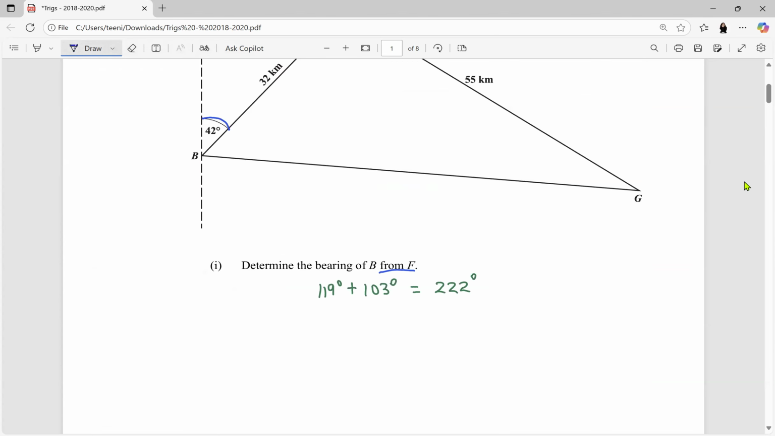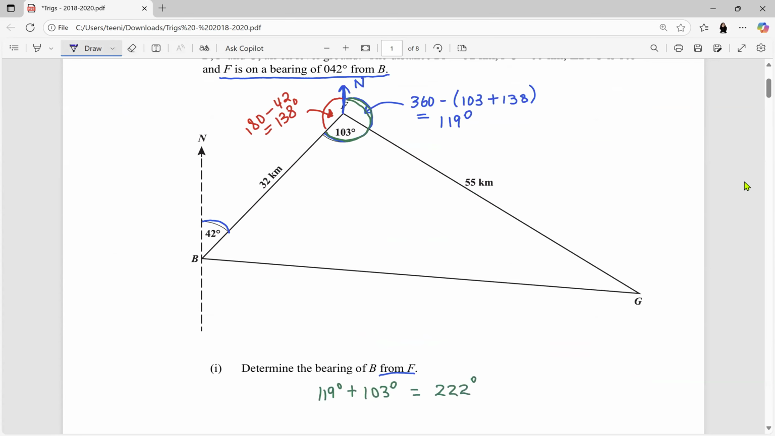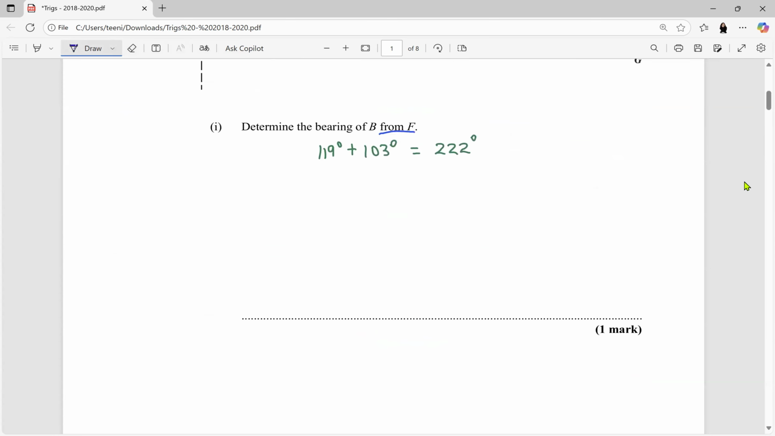So that question is with 1 mark. I can't believe that question is with 1 mark alone. But anyway, let's move on.